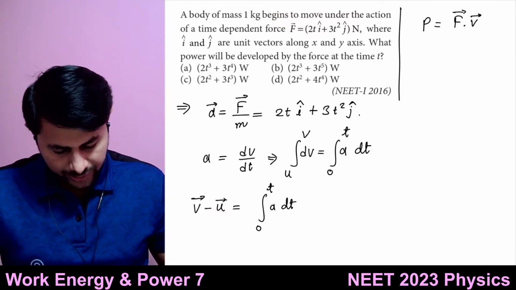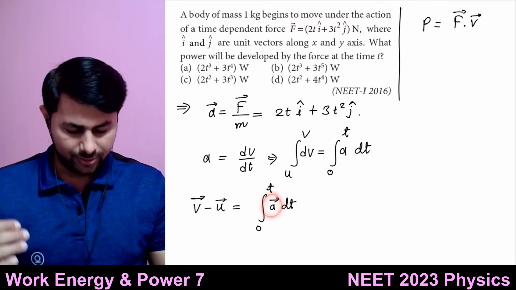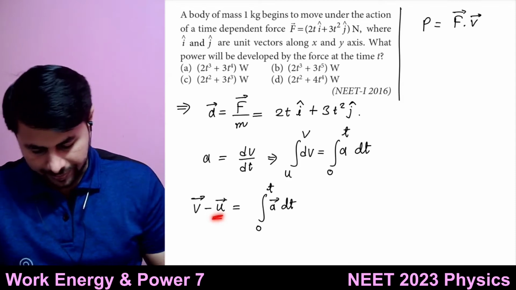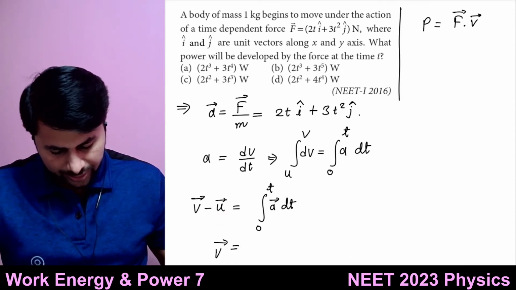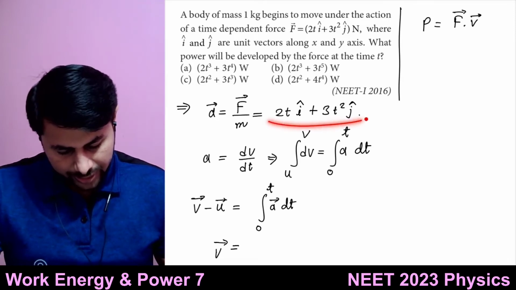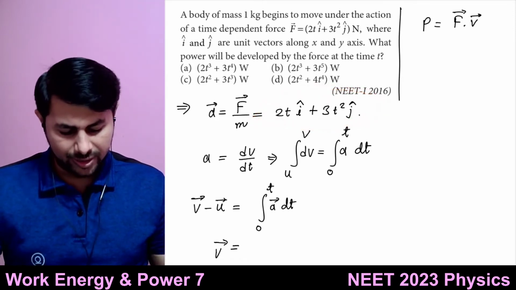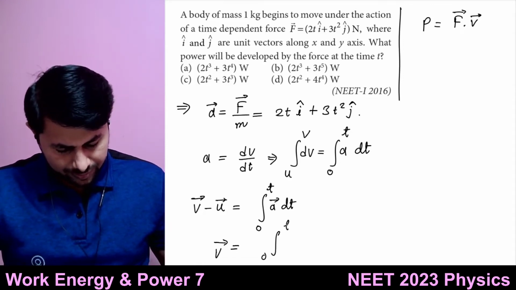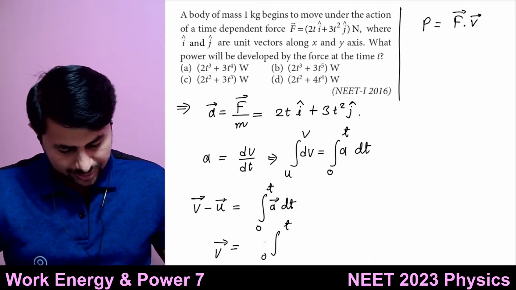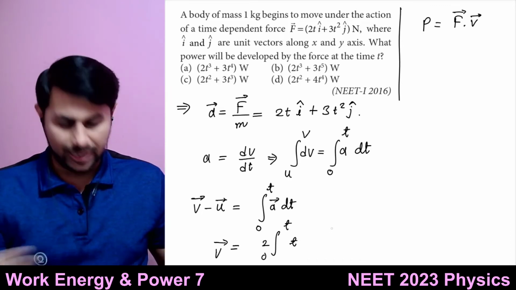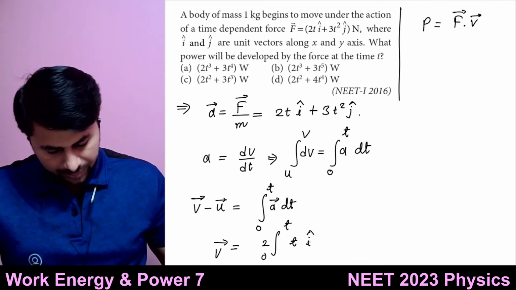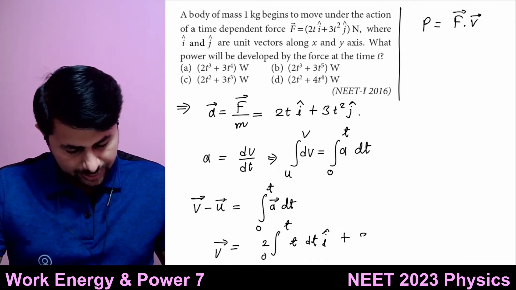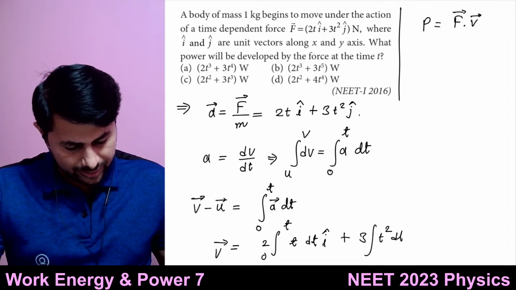v is a vector quantity, a is also a vector quantity. So u bar is 0, and v bar is equal to the integral of a bar times dt, and you have found a bar: 2t into i cap plus 3t square into j cap. So do the integral. It would be simple. 2 you can take out, into 2t dt into i cap plus 3 times t square dt into j cap.